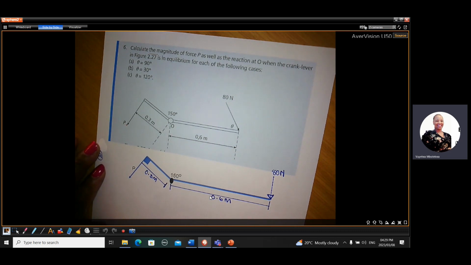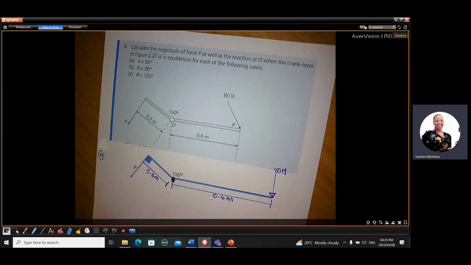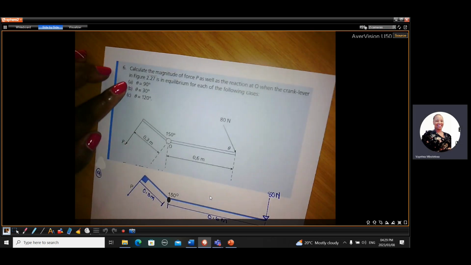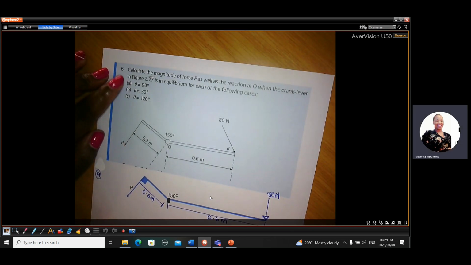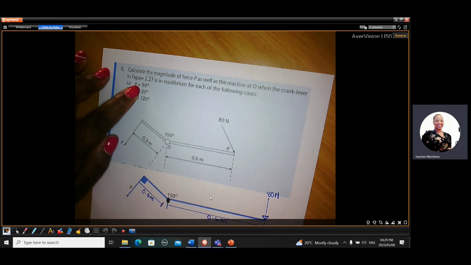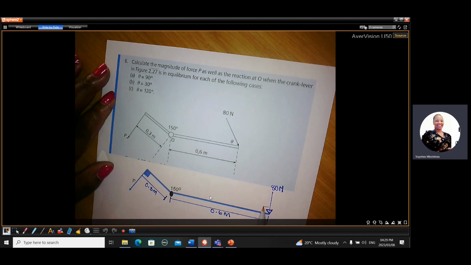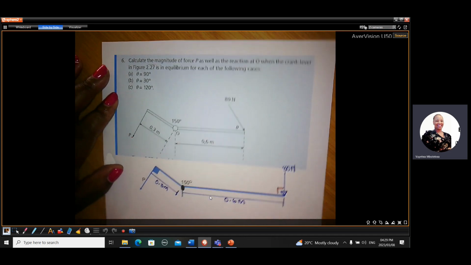So it tells us that there is a reaction force at O. We're going to calculate the magnitude and the direction of that force as well. We have question A, question B, and question C. Question A says, do this when the angle is 90 degrees. If it's 90 degrees, it's going to look like this.